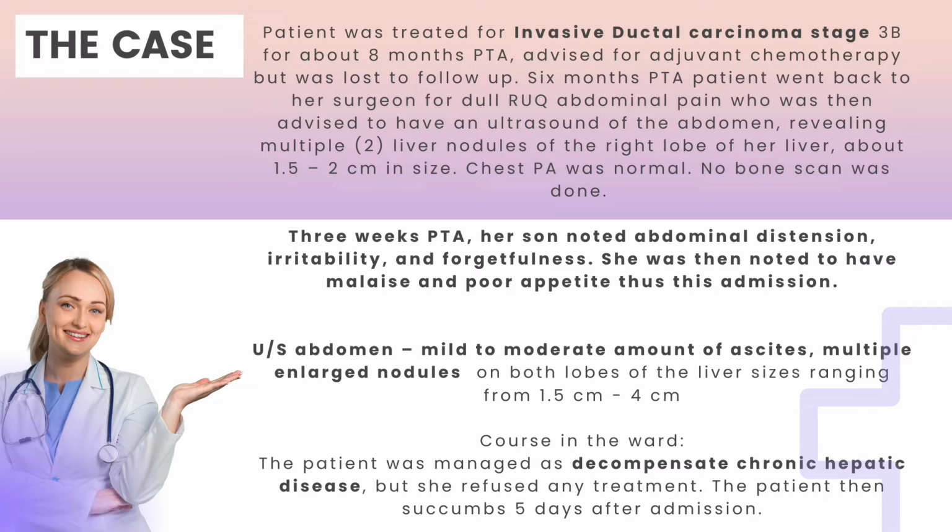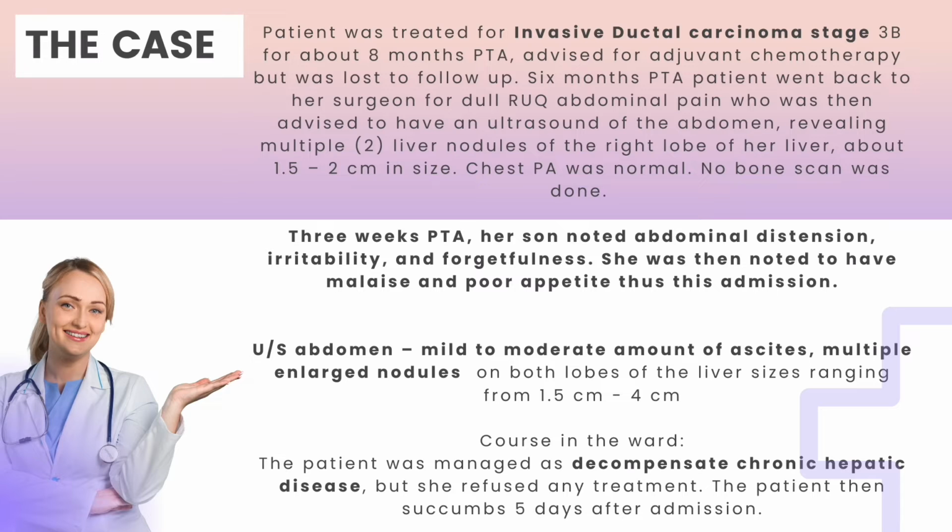6 months prior to admission, patient went back to her surgeon for dull right upper quadrant abdominal pain and was then advised to have an ultrasound of the abdomen, revealing multiple liver nodules of the right lobe of her liver, about 1.5 to 2 cm in size. Chest PA was normal. No bone scan was done. 3 weeks prior to admission, her son noted abdominal distension, irritability, and forgetfulness. She was then noted to have malaise and poor appetite, thus this admission.